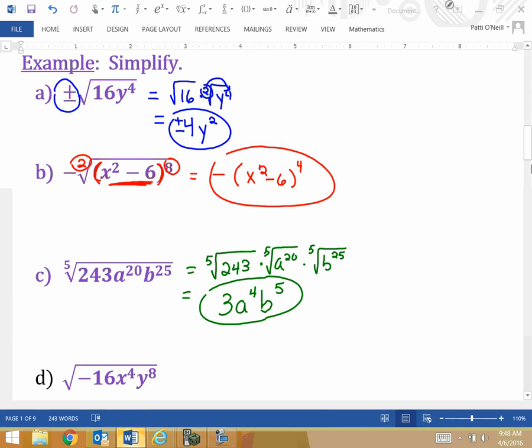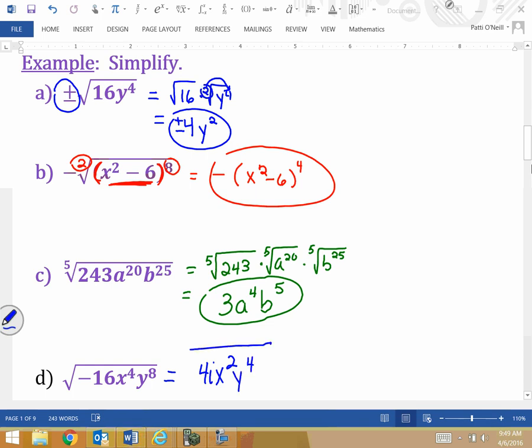The last one on this screen is the square root of negative 16 x to the 4th, y to the 8th. I'm going to try to do this one without breaking it into its pieces and see how we do. We know that if we're taking the square root of a negative value, our answer is going to involve i's. And the square root of negative 16 is 4i. The square root of x to the 4th is x squared, and the square root of y to the 8th is y to the 4th.